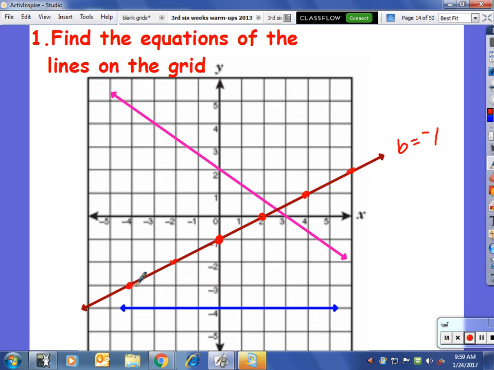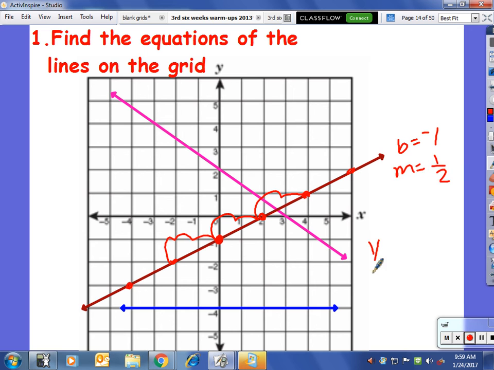Can y'all identify the slope? Yes, you're going up 1 and over 2. Up 1 over 2. So the slope of this guy is positive 1/2. So I identified slope and y-intercept.